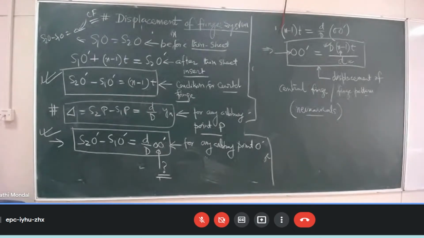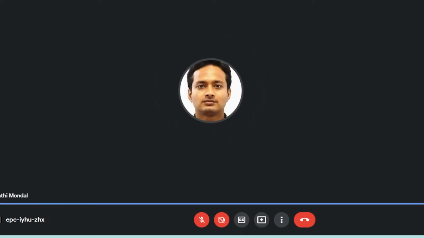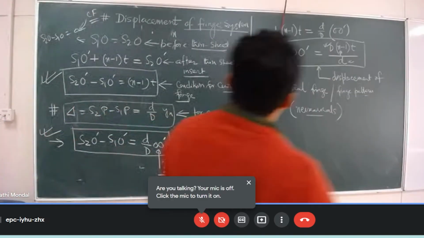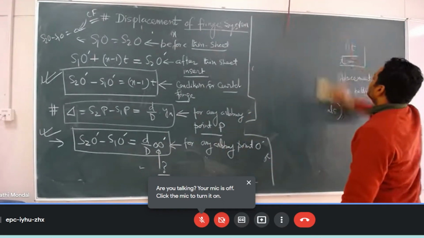Hello? No, sir. No, sir. No, sir. Understood? No, sir. So the Young double slit experiment is finished. Now we will move to the next topic, thin film interference.